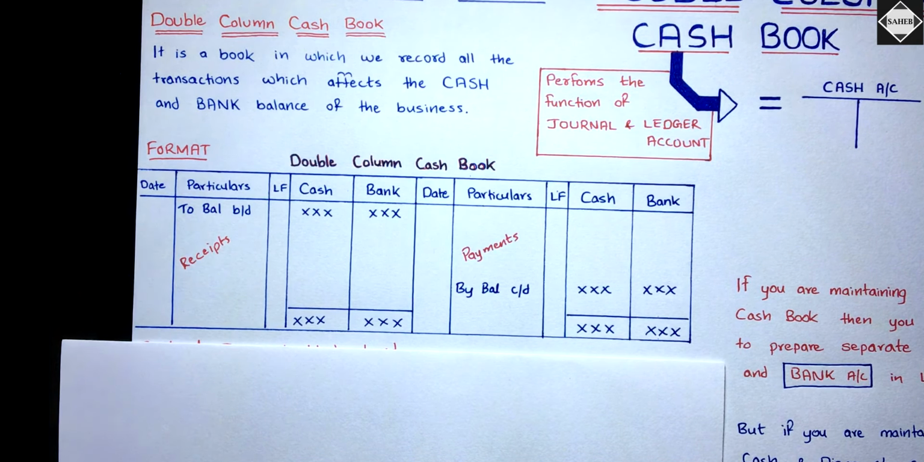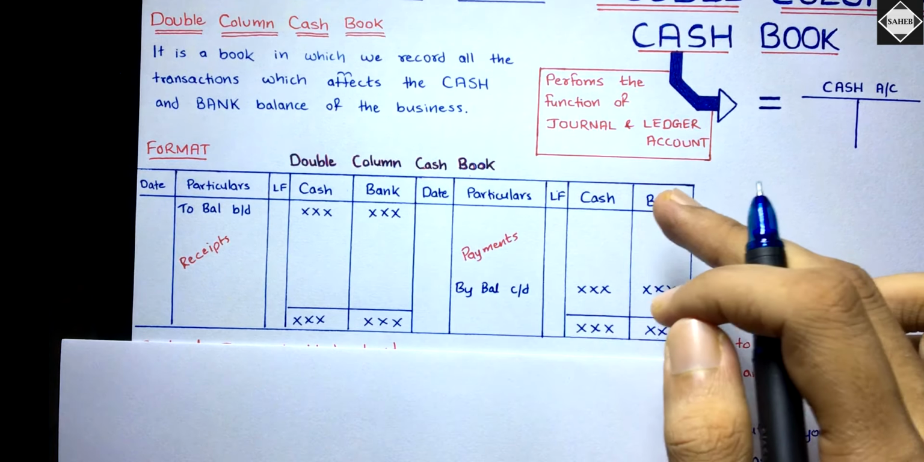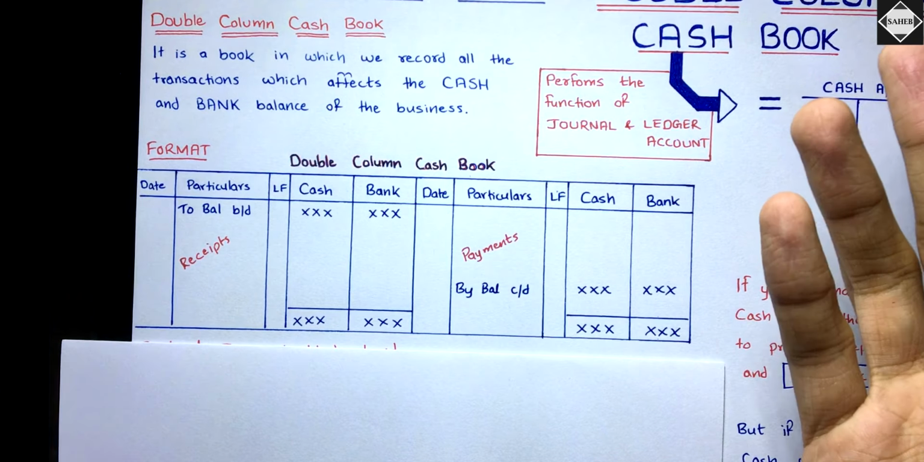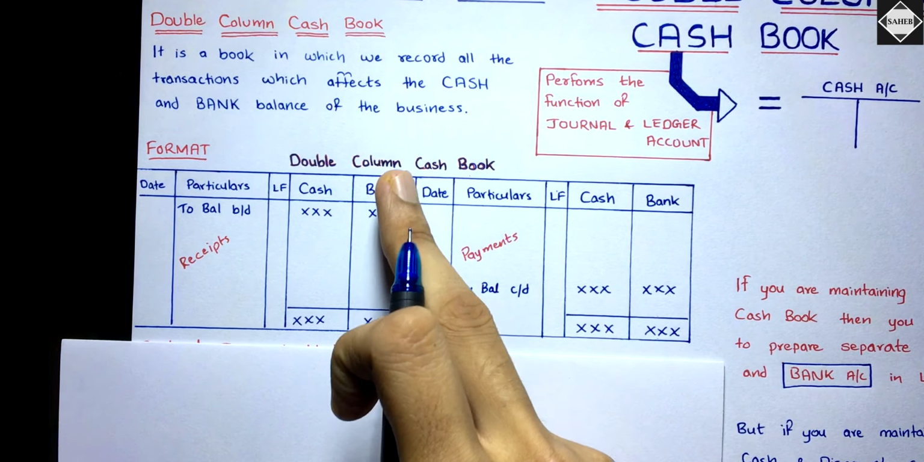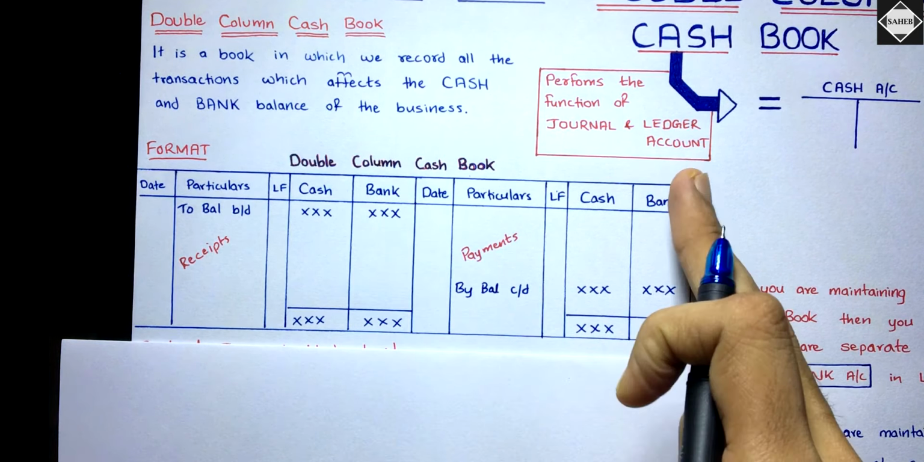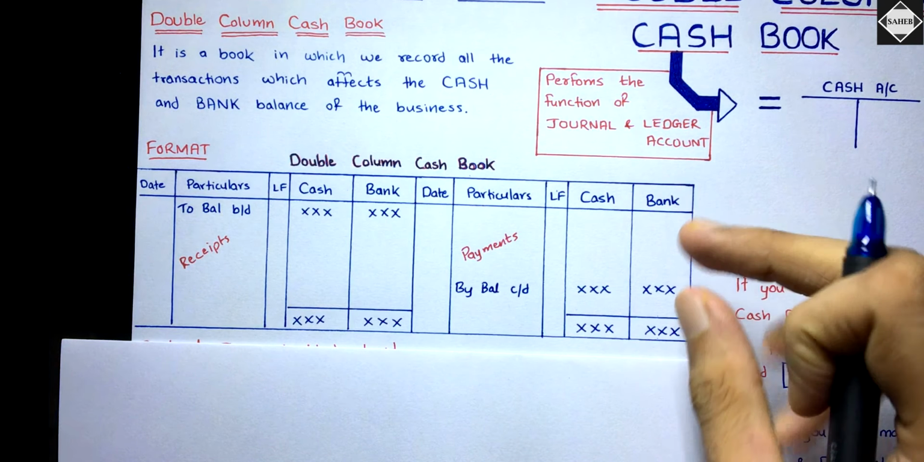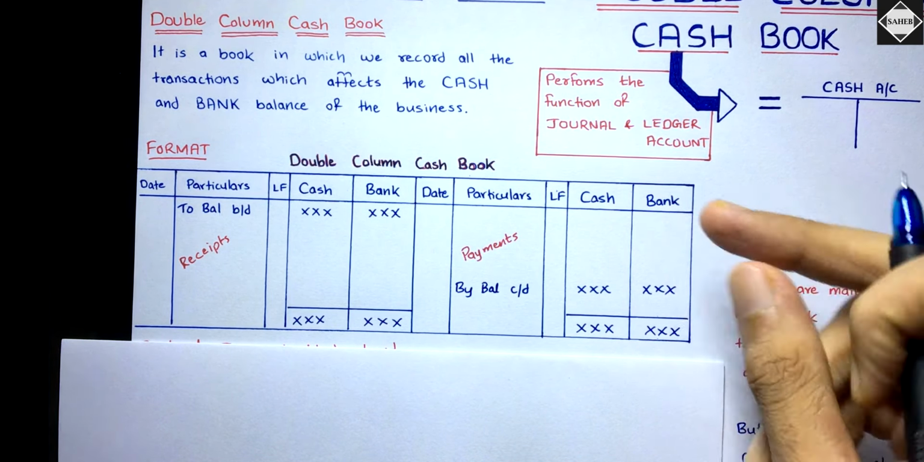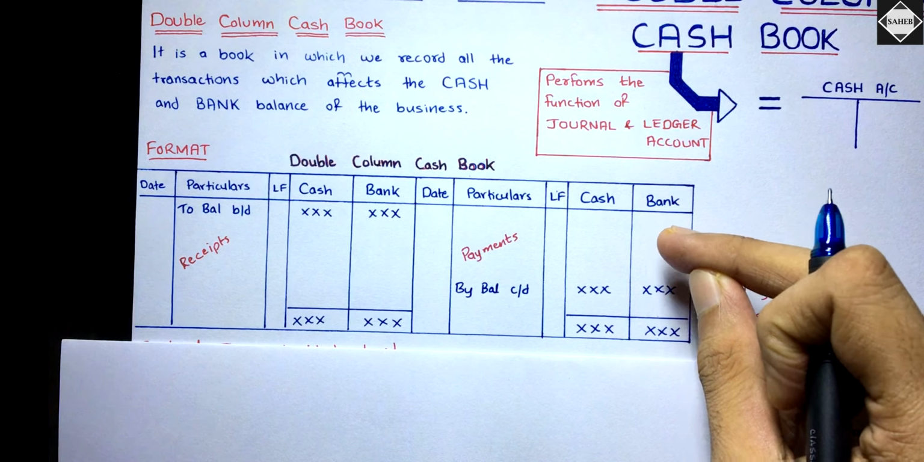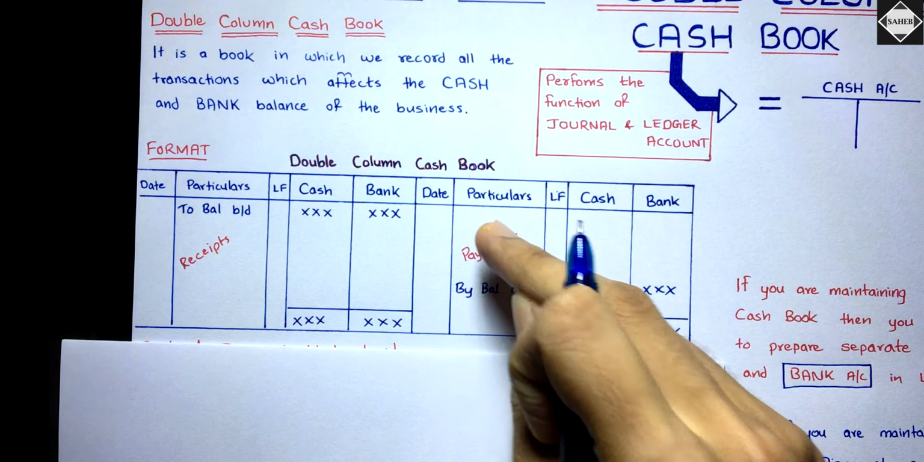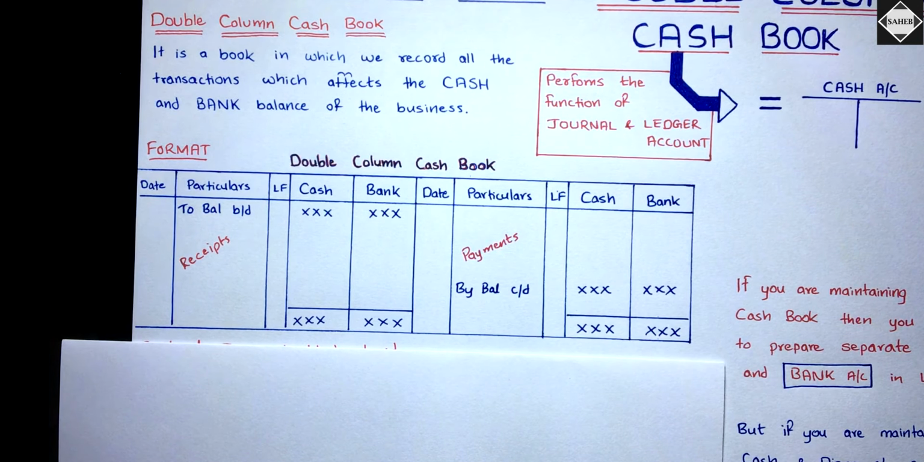And let's say the bank balance has been decreased because of some reason. Let's say you have incurred some expenses. You have paid rent, for example, or paid the electricity bill. So what will happen? Bank balance is decreasing. Go to the credit side. Write the amount in the bank column, because bank balance has been decreased because of what? Because you have paid the electricity. So, by electricity. As simple as that. That's how you will do the recording in the double column cash book. Is that okay? Yeah, that's the entire thing.